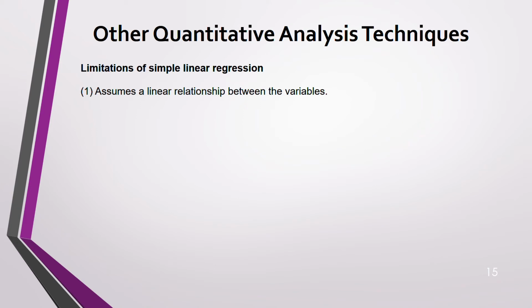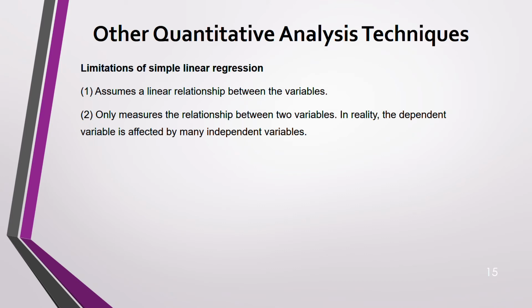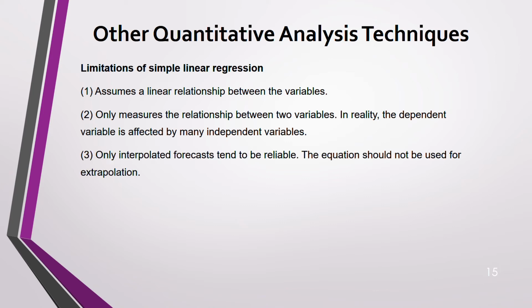It assumes a linear relationship between two variables, that means the X and the Y. Second, it only measures the relationship between two variables. Have you seen it? Just now we saw a question, right? Sales and this one. But in reality, there is more than one variable that can affect it. Third, interpolated forecasts tend to be reliable and extrapolation should not be used. What do you mean by extrapolation and interpolation? See, interpolation means something which is within that range. Extrapolation means something which is outside that range. It's very far.